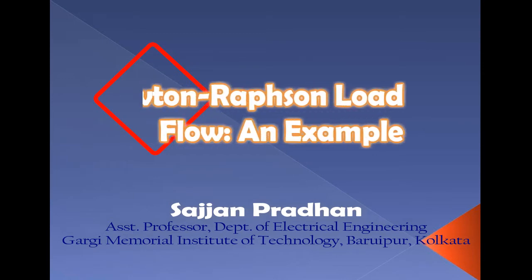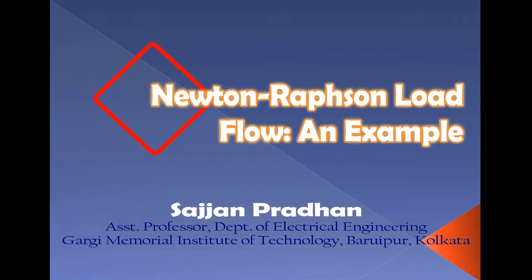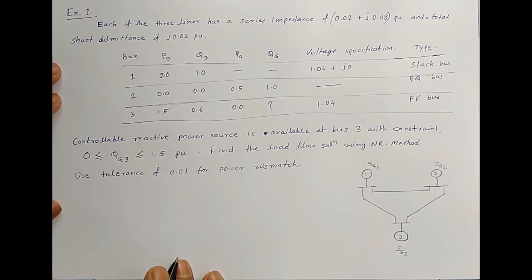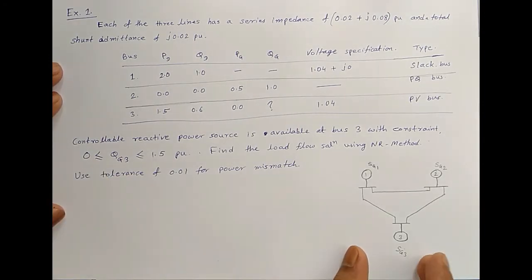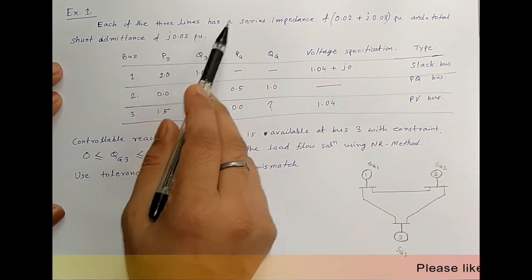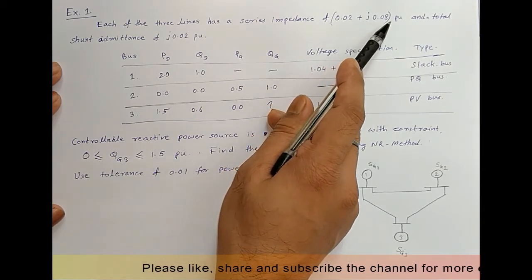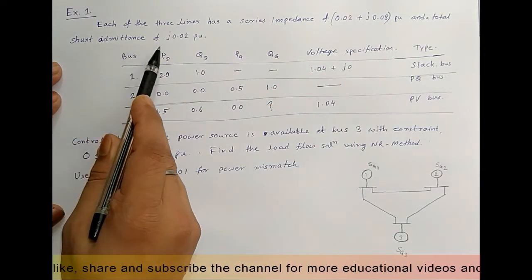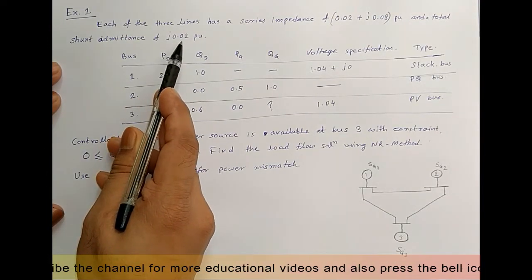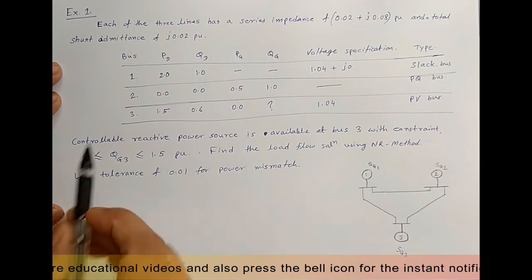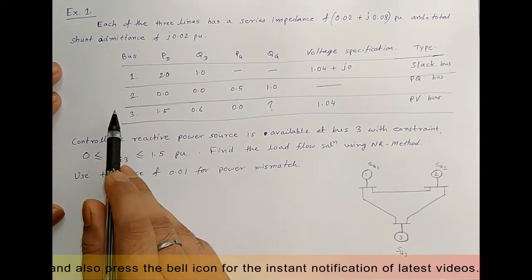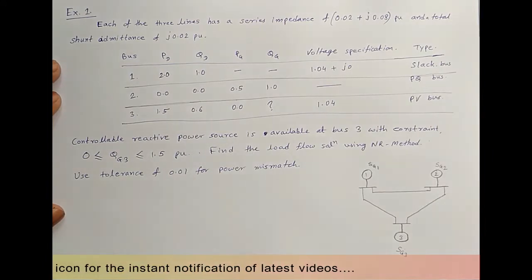In today's class, we will solve an example based on load flow analysis with the help of the Newton-Raphson method. In this example, a 3-bus system is given. Each of the three lines has a series impedance of 0.02 plus j0.08 pu and a total shunt admittance of j0.02 pu, and these data are given in tabular form for this 3-bus system.